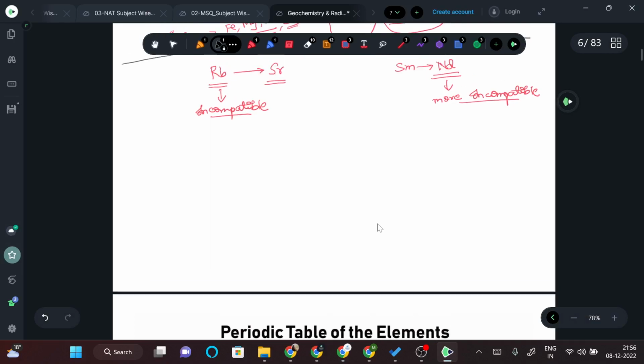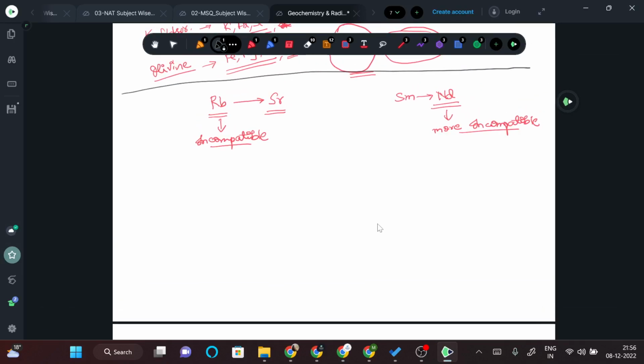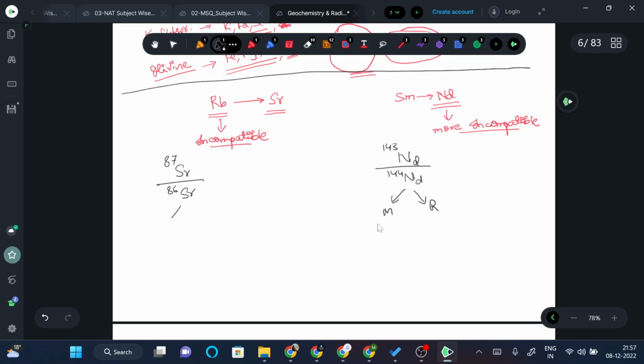So okay, coming back to these equations, individual ones. We have two ratios. Okay. Now we have to look for melt and residue. Let's say here we have Nd 143, 144. This is producing melt and residue. Okay. Here we have Sr 87, 86.